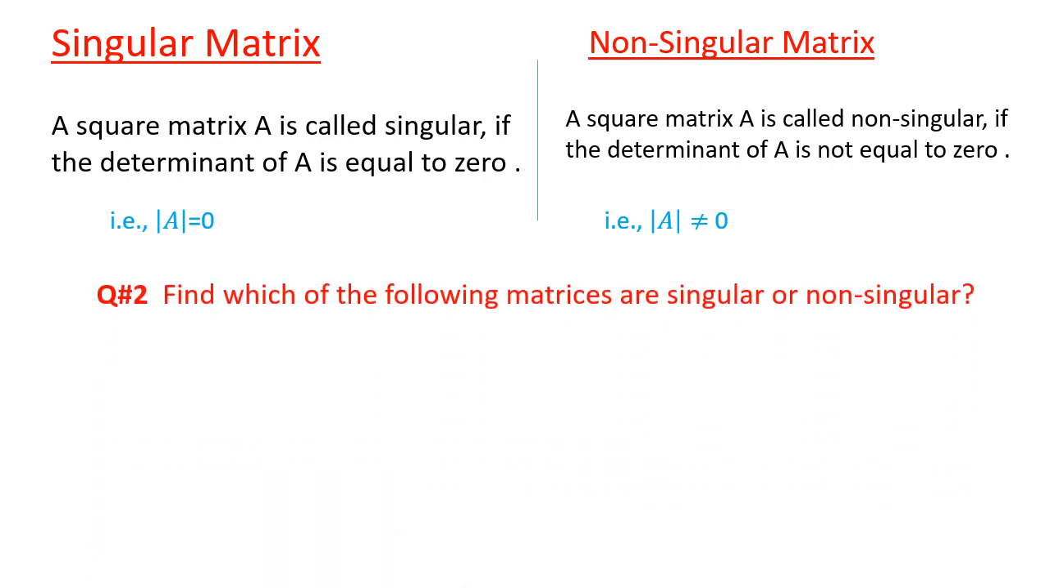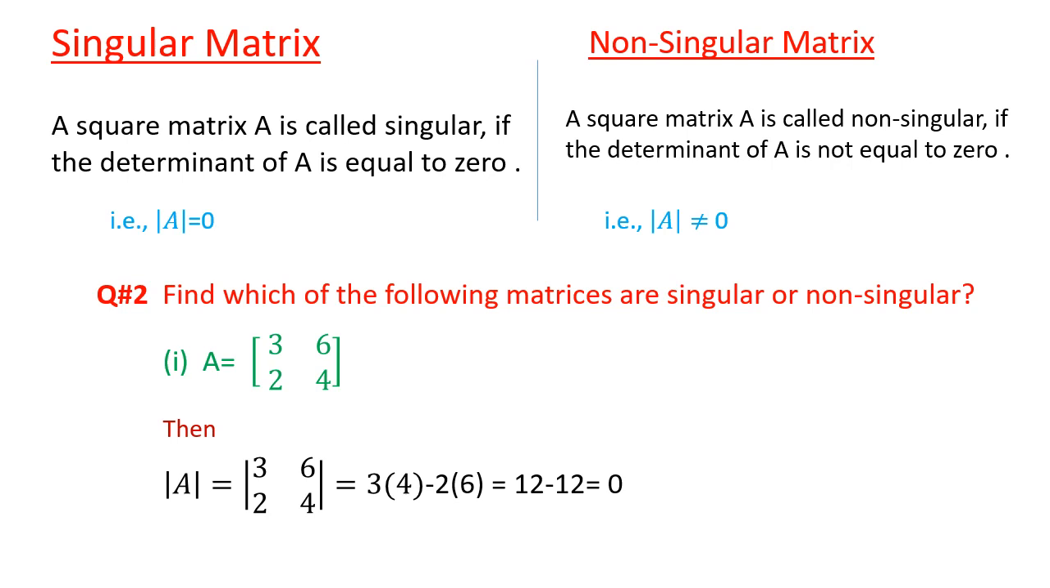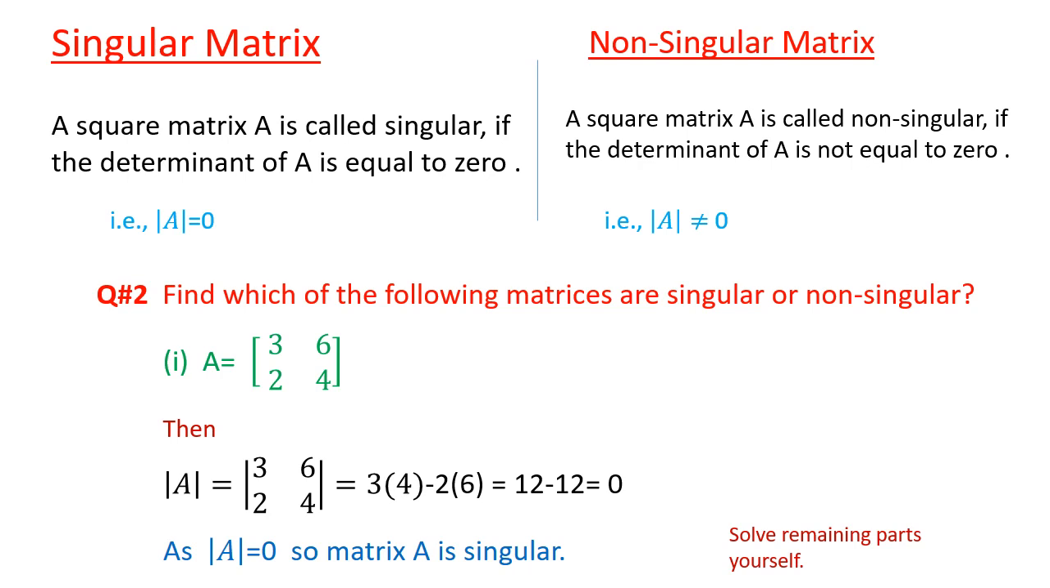Now we can start question number 2. Find which of the following matrices are singular or non-singular. Part 1. We have a matrix A: 3, 6, 2, 4. Then to find its determinant, we will multiply 3 by 4 minus 2 multiplied by 6, and we have 12 minus 12 is equal to 0. As determinant of A is equal to 0, matrix A is singular.